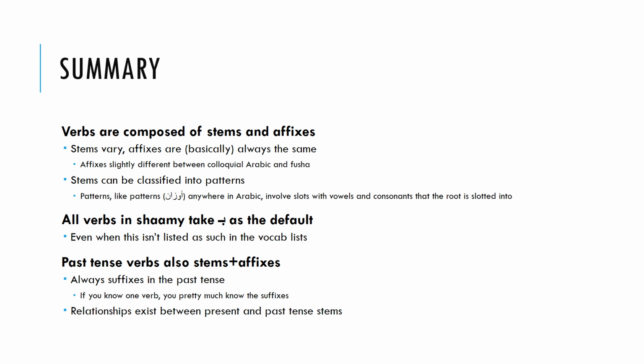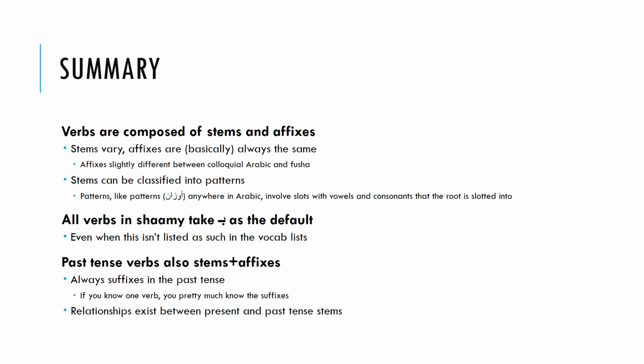Notice that the affixes are different between Shami and Fusha a little bit. And the most important part is that stems can be classified into patterns. Patterns, like anything else in Arabic, involve vowels and consonants that are being added to the root of a word. The other important thing is that all verbs in Shami take ba as the default. So even if it's not in your vocab list, know that you're going to be hearing those verbs with the ba in front of them.